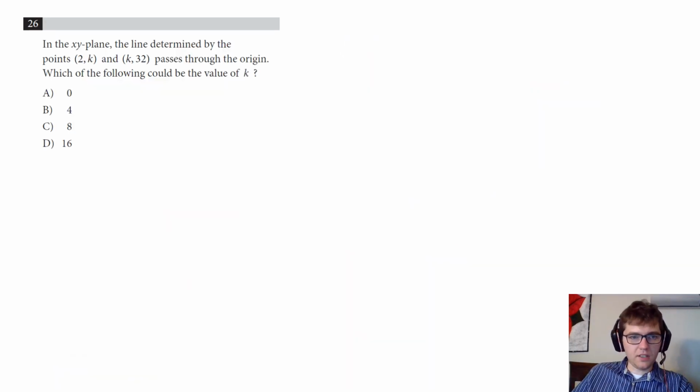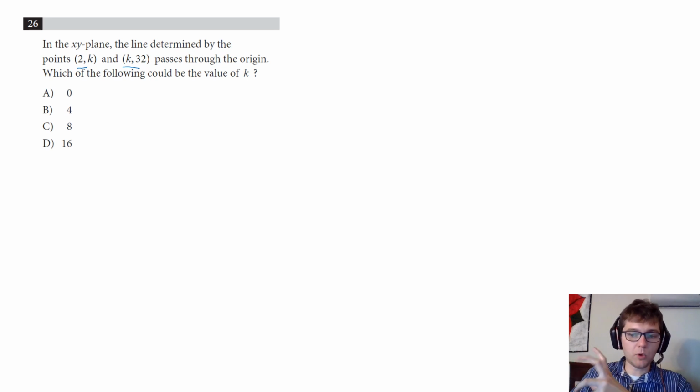Problem 26. In the xy plane, the line determined by the points (2, k) and (k, 32) passes through the origin. Which of the following could be the value of k? So I'm starting to sound a little bit like a broken record, but this is another problem where they're basically using words to set up a system of equations.